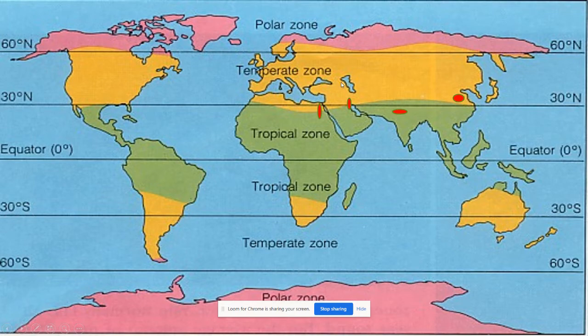Starting with the Nile River Valley here, the Tigris and Euphrates here, the Indus and the Ganges River Valley here, and the Yellow and Yangtze River Valley.